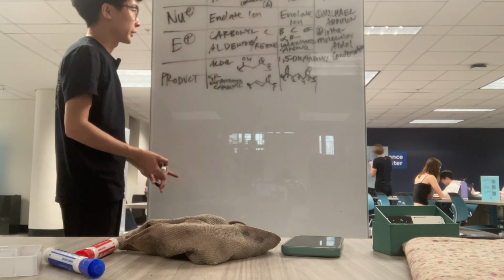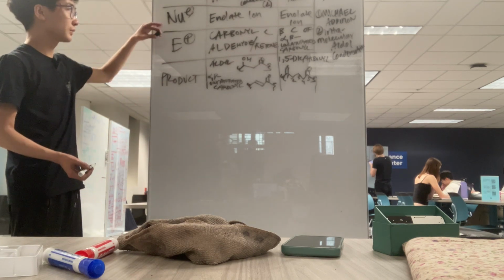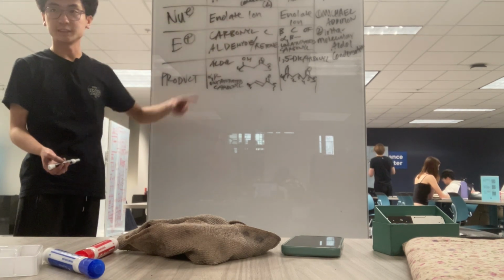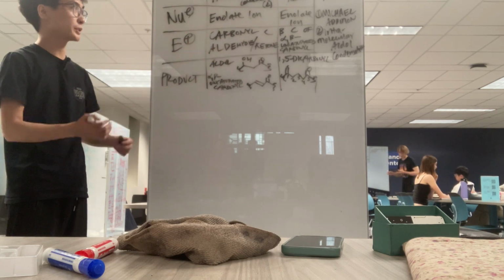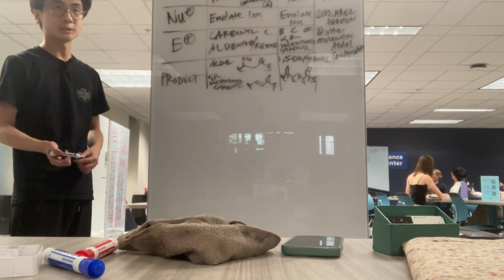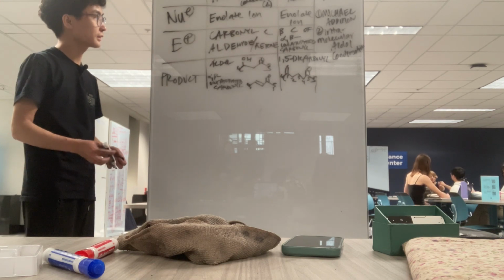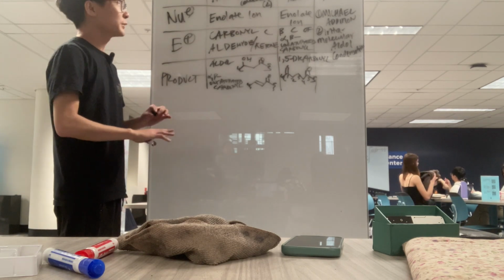But here's the chart of the differences in the nucleophile, electrophile, and product for aldol addition, condensation, and Michael addition. Robinson annulation is a mixture of both reactions. The first step is Michael addition. The second step is aldol addition, condensation. Does Michael need heat? Michael does not need heat.